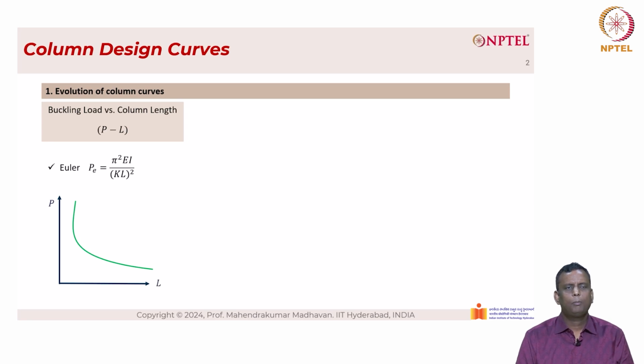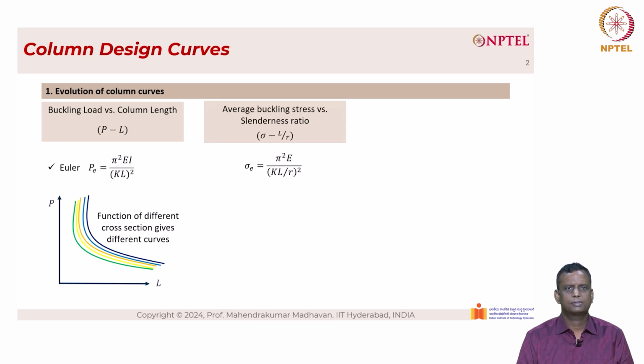But there is a problem with this curve. The problem is that there are infinite number of cross sections, and this curve will not be able to satisfy the needs that are required for the design codes. So you can see that there can be a function of different cross sections which gives different curves. So to avoid that, we need to move into what is known as stress versus slenderness ratio curves.